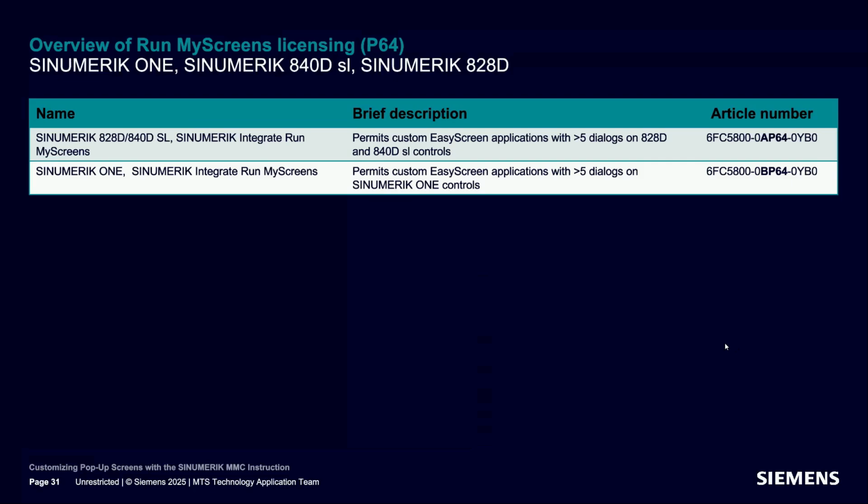Now, if you do find that you want to have that option, then here are the 2 part numbers for you. If you have an 828 or an 840, then it's going to be the article number here that you see to the right with 9th character equal to A. If it's a SINUMERIK ONE, it's pretty much the same number. The only difference is that the 9th character changes to a B. The short option code is P64.